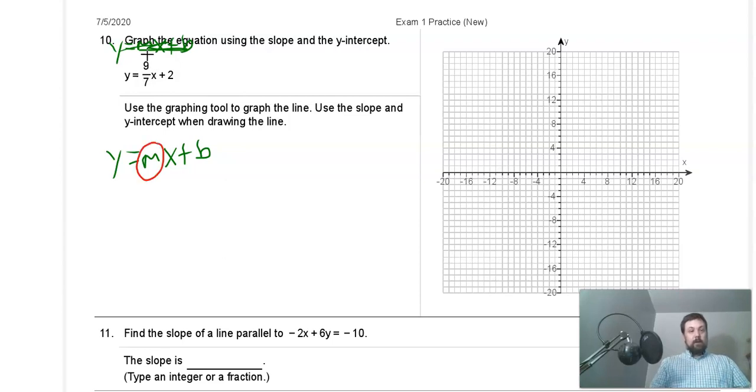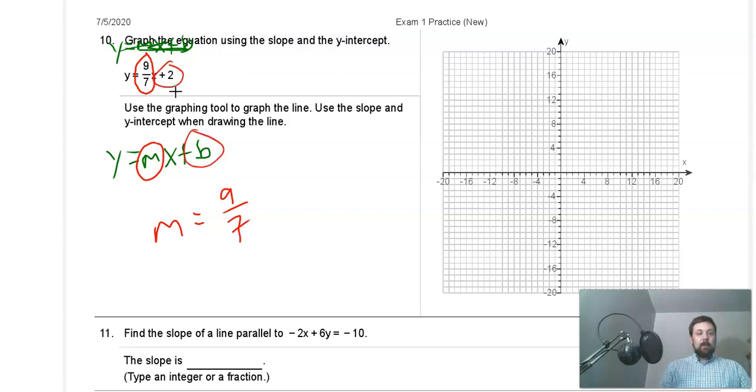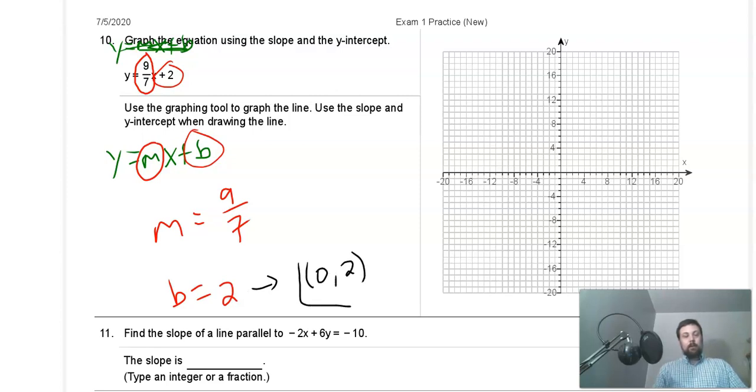The slope is the number in front of x, so the slope is 9 over 7. And b is the number that's by itself. It's the constant term. So b is equal to 2. So what does that tell me? It tells me a point. So b equaling 2 tells me that the point 0, 2 is on the graph, right? Because that's the y-intercept. So b is the y-intercept, which tells me the point 0, 2.